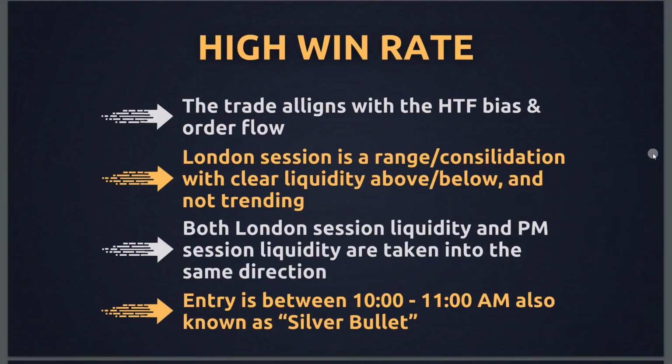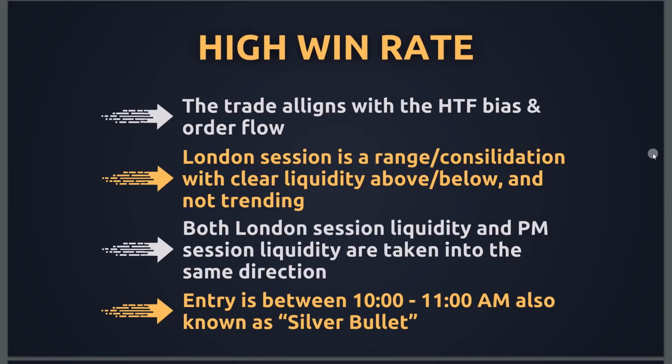Now, what are some things to look at to get a high win rate in this setup right here? First of all, the trade needs to be aligned with the higher time frame bias and the order flow. Second thing is that you want to see the London session as a range or a consolidation, or even if it's not a range or consolidation, we want to see a clear liquidity. We want to see that the London high is a clear liquidity and the London low is a clear liquidity also. Third one is both London session liquidity and PM session liquidity are taken in the same direction.